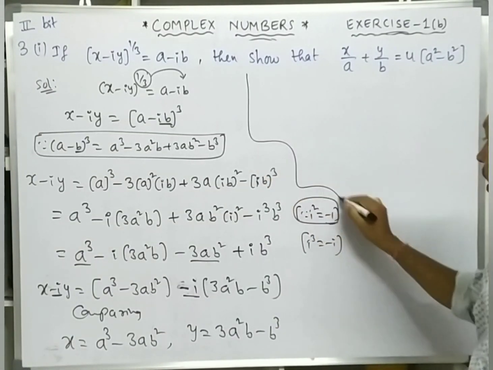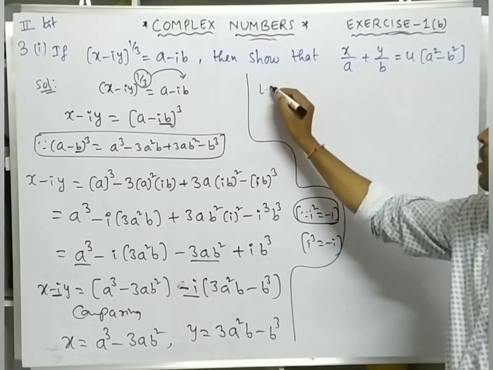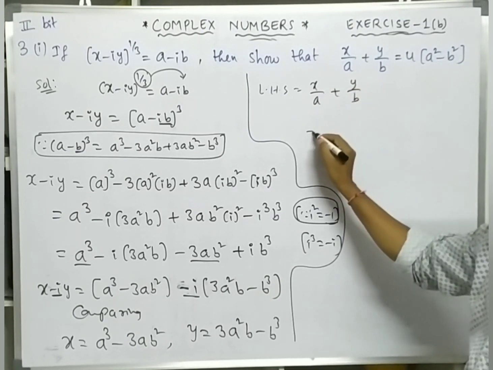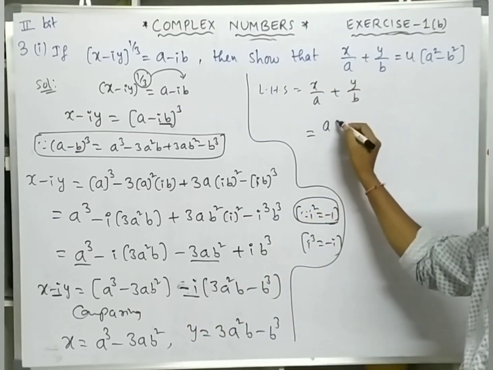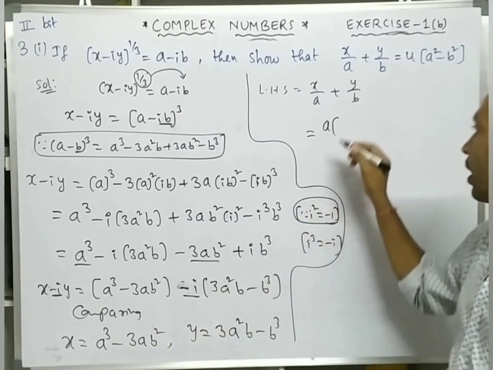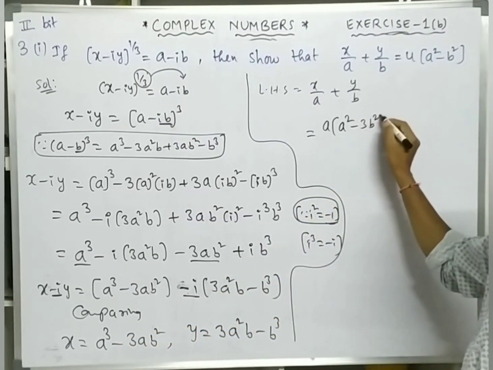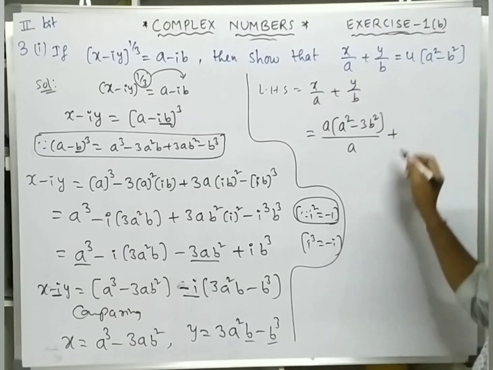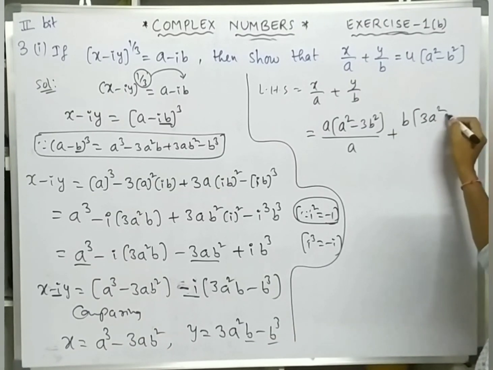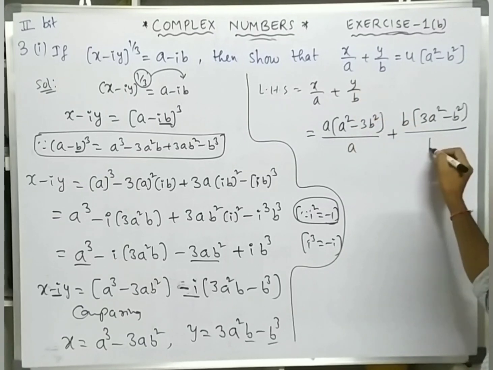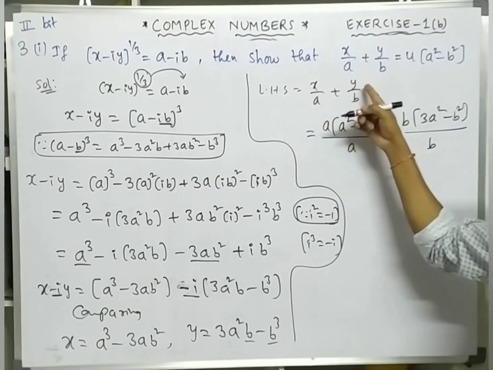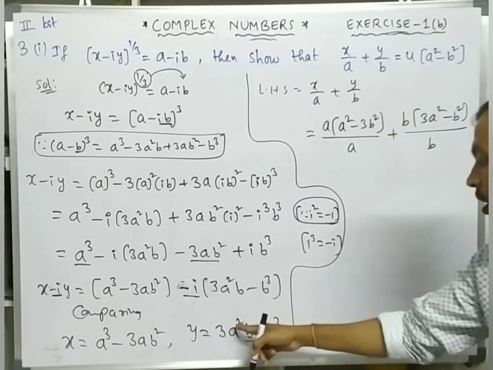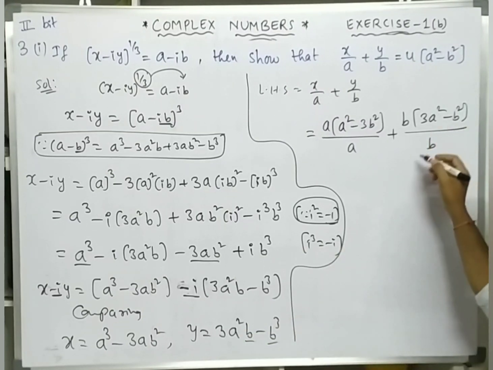Now take the left hand side part of this expression. What is that? x by a plus y by b. What is x? Here a is common, so a into a square minus 3b square. What is y? In this one b is common, so b into 3a square minus b square. So taking the left hand side part, x by a plus y by b: in x, a is common, that means a into a square minus 3b square, and in y, b is common, b into 3a square minus b square.